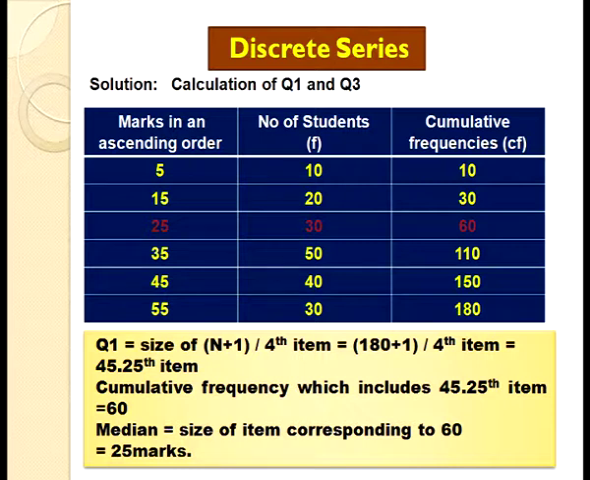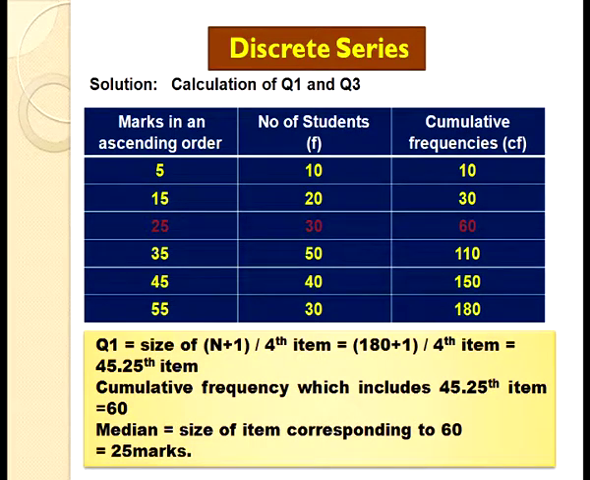Now, the next step, step 2, we need to find out the cumulative frequencies. So, what we have done? 10 plus 20 comes to 30, 30 plus 30 comes to 60, 60 plus 50 comes to 110, 110 plus 40 comes to 150, 150 plus 30 comes to 180. Students, again we need to cross check. We have to sum up the frequency, and the sum of the frequency, that means the total number of observations, should also come to 180.